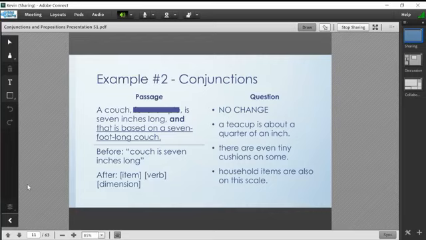So again, let's take a look at these answer choices. Which one matches up as an item, a verb, and a dimension? Well, that's going to be the second answer choice here. A teacup is my item, is my verb, and about 1/4 of an inch is going to be my dimension. Okay, so couch matches up with teacup, is matches up with is, and 7 inches long matches up with about 1/4 of an inch. Okay, hopefully you're starting to get them because they are going to get a little bit trickier.